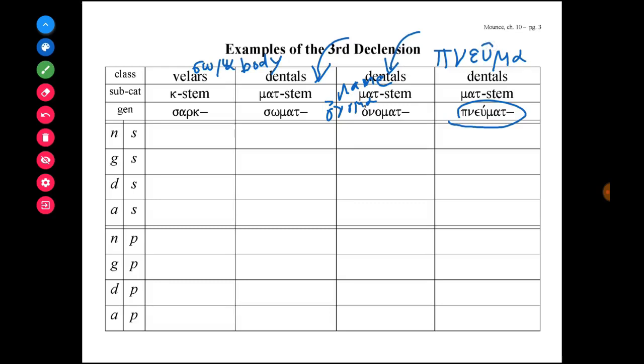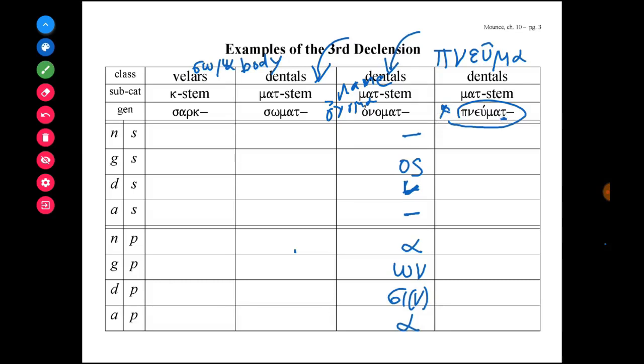Pneuma happens to be a neuter noun. So what are the case endings for the neuter noun in third declension? It's a different set of endings. We did a feminine noun, now we're going to do a neuter noun. It's nothing, -os, -i, nothing, -a, -on, -si or -sin, -a. Notice that the stem here is pneumat, with a tau.